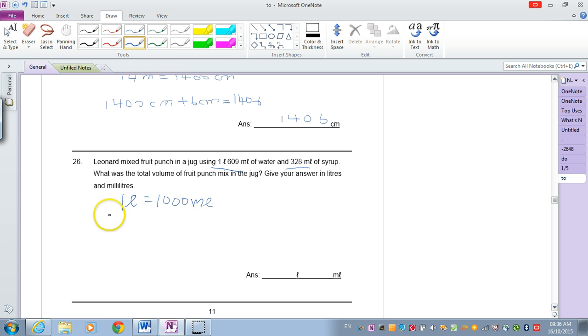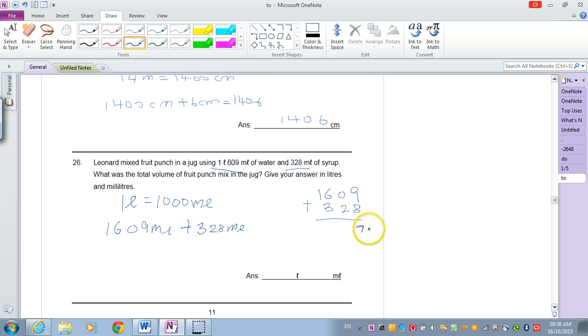So the amount of water used will be 1,609 milliliters, and the amount of syrup that is used is 328. So I'm going to add them to give me my fruit punch mix. So 1,609 plus 328. So 9 plus 8 would give me 17 ones. So I got to regroup my 1 ten. 1 ten plus 2 tens, I will have 3 tens. And 6 hundreds plus 3 hundreds will give me 900.